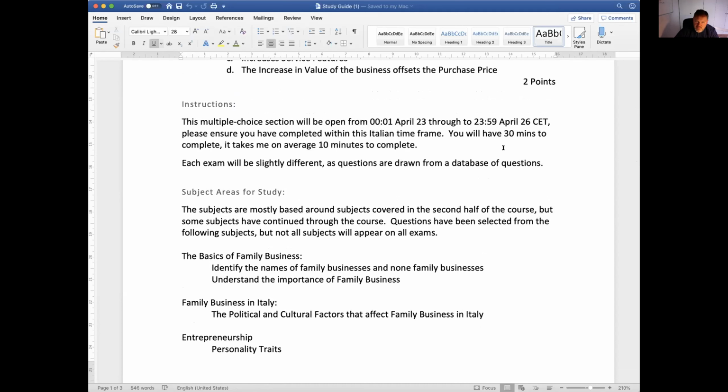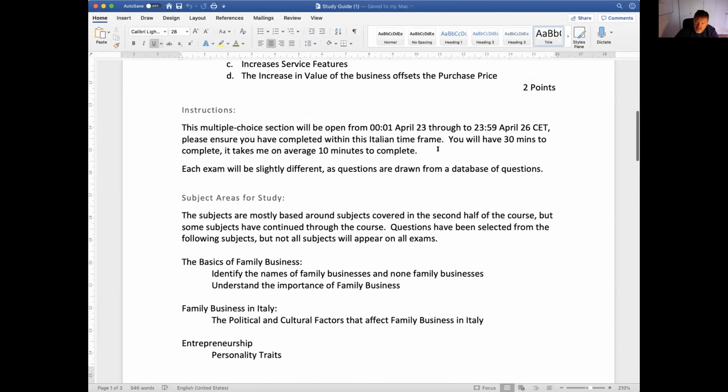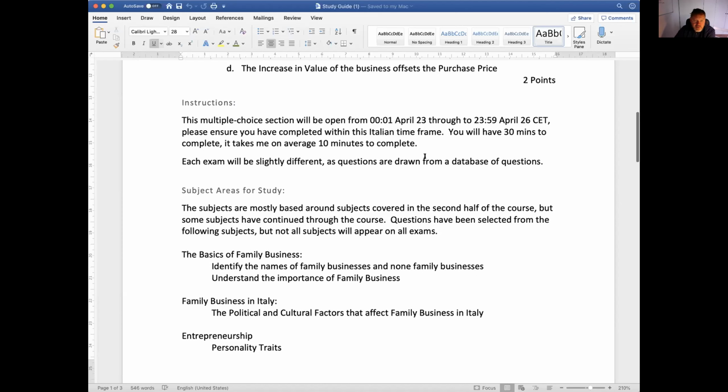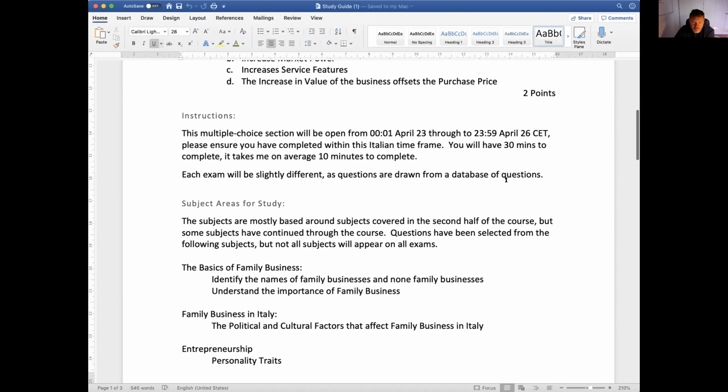You have 30 minutes to complete the first part of the exam. It took me about 10 minutes to complete. I've run through it a few times just to make sure that the randomisation of the questions comes up. Obviously, I've written the questions, so it's a little bit faster for me, but it will take about 10 minutes to complete. As I said, each exam will be slightly different. Questions are drawn from a database of questions.